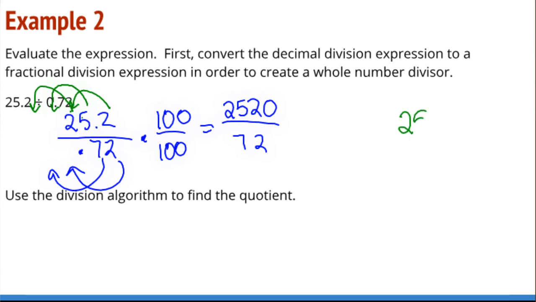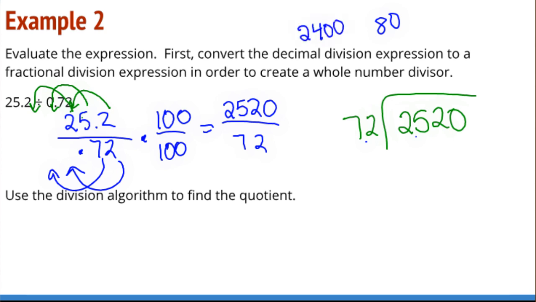So 2,520 divided by 72. And we have practiced doing a little bit of estimation here. I'm going to round this 72, and I'm going to say that's kind of close to 80. And I'm going to do that because this 2,520, I'm going to round that to 2,400. And I am going to estimate then an answer of about 30. Estimated answer.